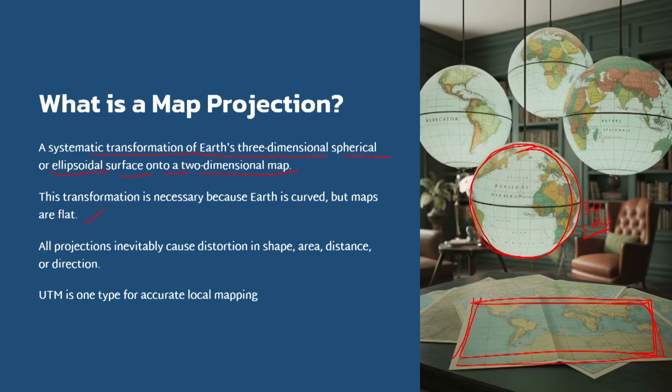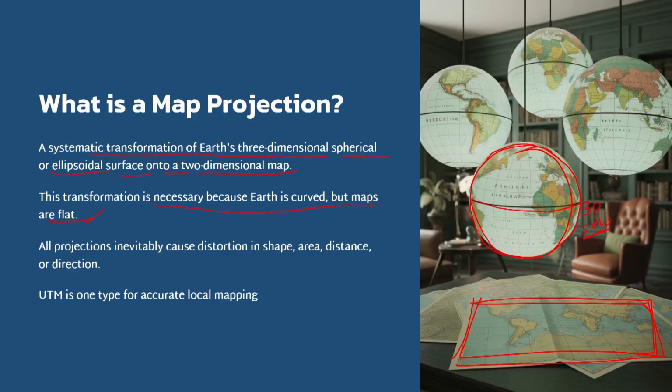Look at the second point. This transformation is necessary because the earth has a curved surface. So, when I say the earth is a curved surface, this transformation is very much mandatory, so that we can convert that curved shape into flat like this.